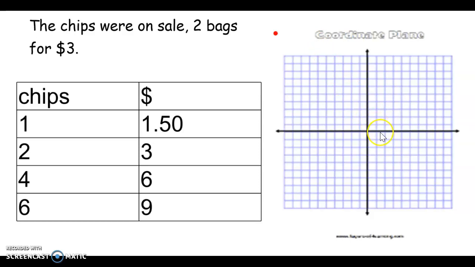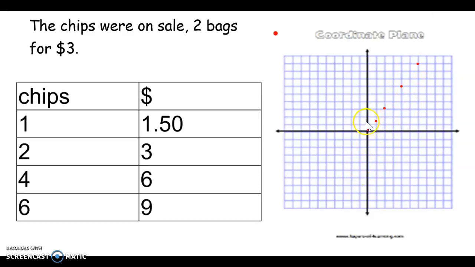So I'm going to put one at 2, 3. And every time I buy 2 more bags, it's going to cost $3 more. So every time I go over 2 bags, I'm going to have to go up $3. We can see we're going up $3 for every 2 bags we buy. 0 bags would be $0. And we said 1 bag would be $1.50, so halfway between 1 and 2. And once again, we have a straight line.